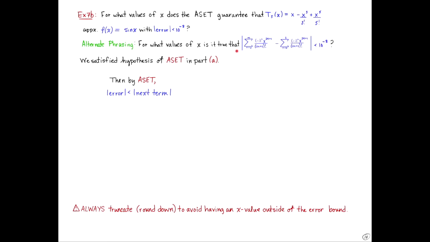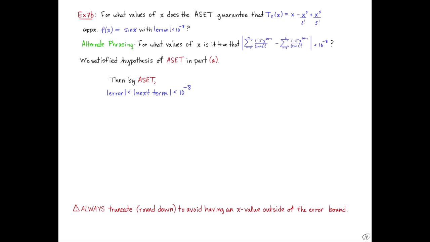Remember that the difference between the function sine x itself and the approximation, that is the error. So this part that's inside of the absolute value signs is the exact same thing that we have up here when we're saying size of the error less than 10 to the -8th. We've already satisfied the hypothesis in part A, so we can apply the alternating series estimation theorem, which tells us the size of the error is less than the size of the next term, which we want to be less than 10 to the -8th.